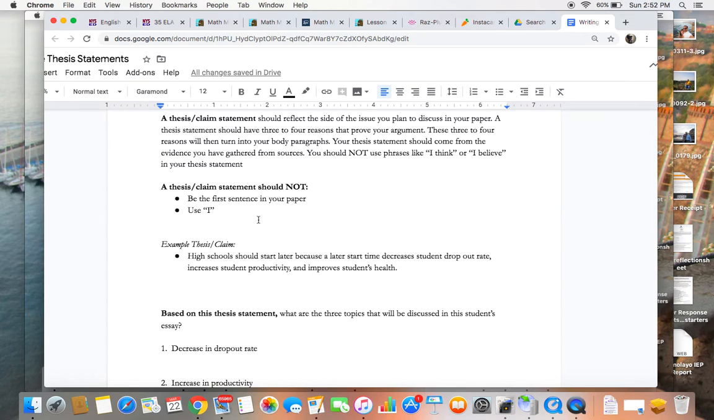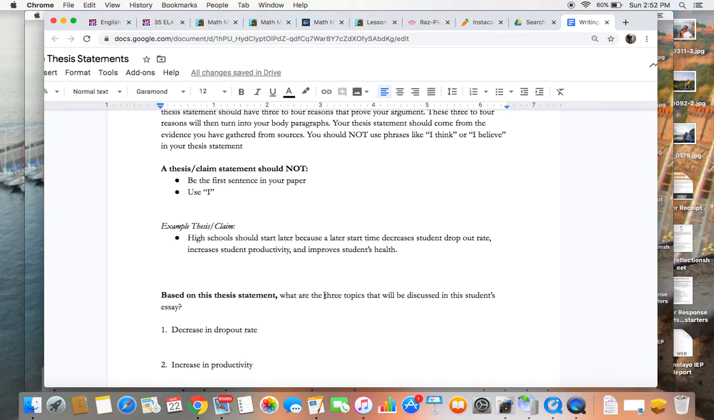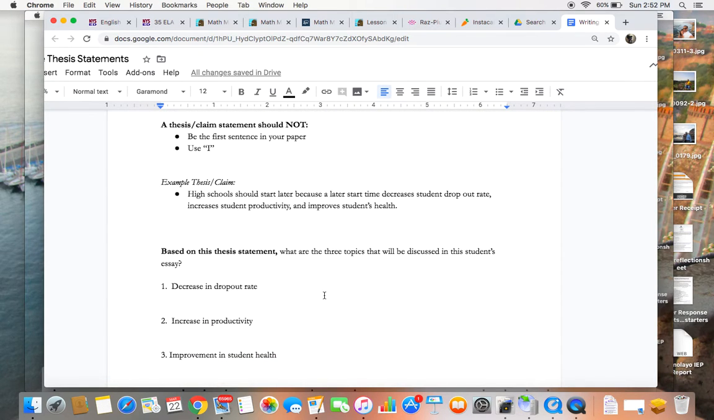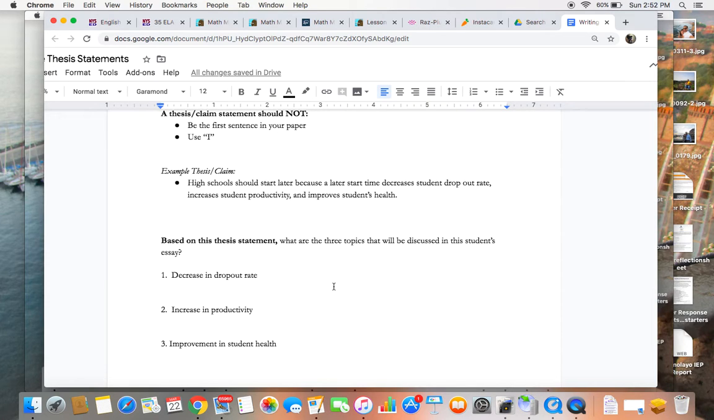Okay, so here's an example thesis statement right here. This is from a paper that's about high schools starting later. So the thesis statement is this. High school should start later because a later start time decreases student dropout rate, increases student productivity, and improves students' health. Okay, so from this thesis statement, you can easily see the 3 topics that are going to be discussed in this student's paper, and these are going to become the body paragraphs.